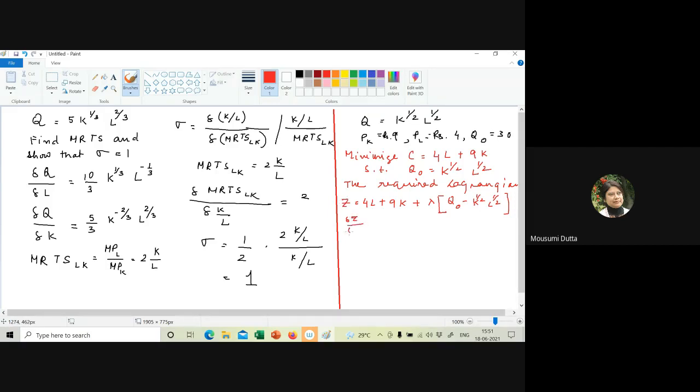So, del Z by del L, del Z by del K, and del Z by del lambda. These three first order conditions I need to find out. Now what is del Z by del L?